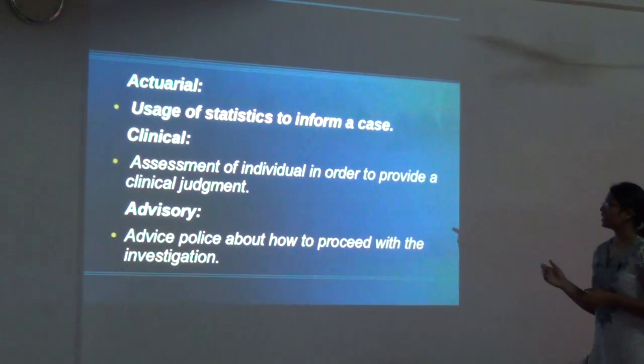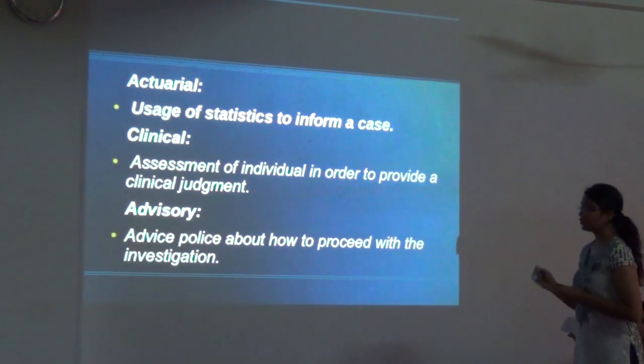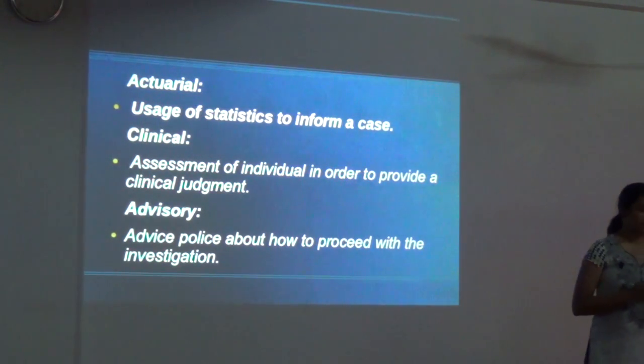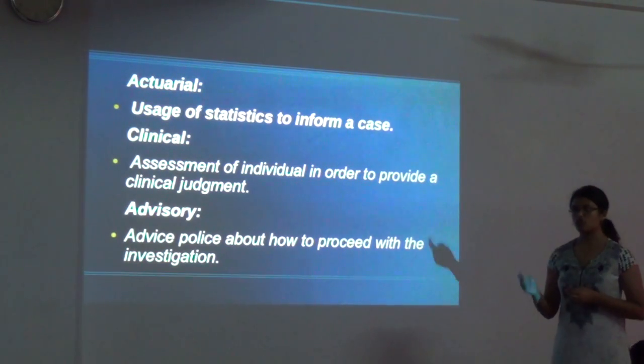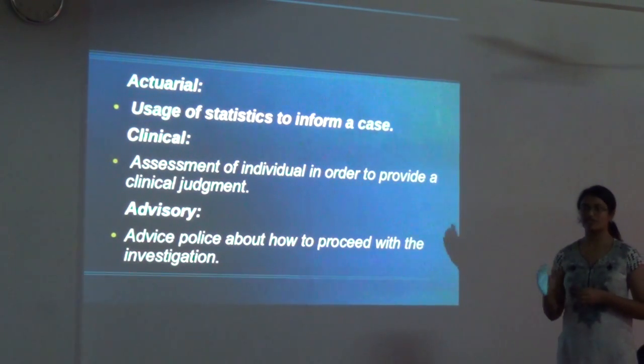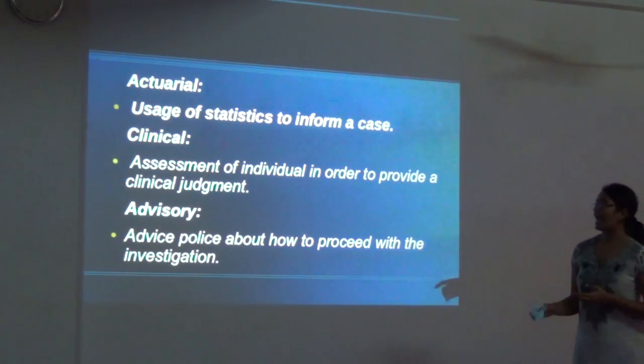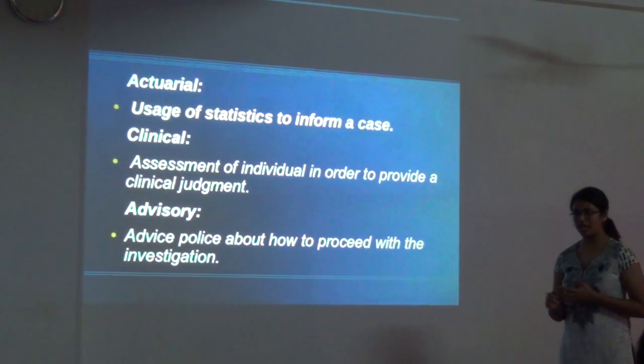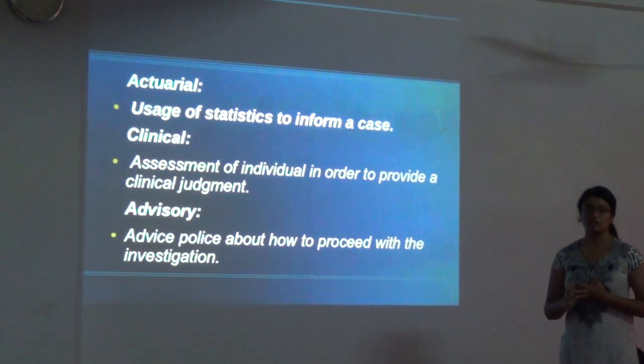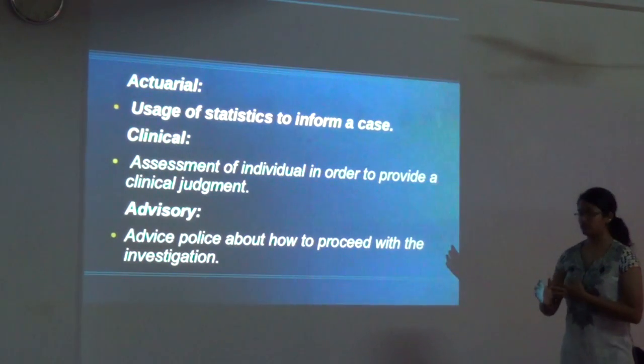The clinical use. This is the assessment of an individual in order to provide a clinical judgment. This means that the criminal psychologist is the person who determines whether a witness or a suspect is reliable enough to give a statement in court. So are they mentally sane enough to be able to give a statement in court? Suppose the witness is suffering from a mental disorder or disability, their witness statements are not credible in court, so they don't apply in court. And if it's a suspect that has a mental disorder and who has committed the crime, they're usually acquitted of the murder and put in a mental illness hospital.